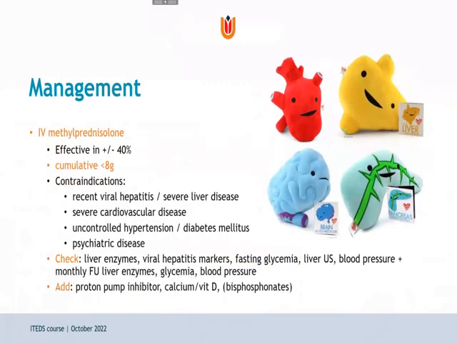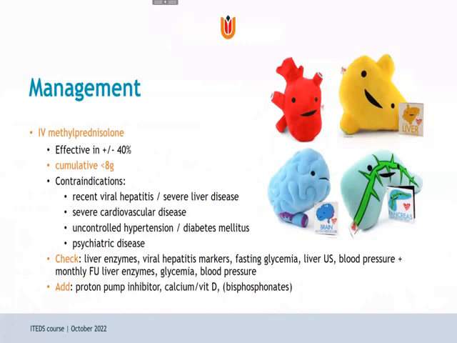We should avoid going over a cumulative dose of 8 grams for a patient. And we should definitely check for recent viral hepatitis or severe liver disease, severe cardiovascular disease, uncontrolled hypertension or diabetes, and psychiatric disease, because these things can definitely be deteriorated by the IV steroids. So before we start, we should check for the liver enzymes, viral hepatitis markers, fasting glycemia, a liver ultrasound, and check the blood pressure. And we should follow up the liver enzymes, glycemia, and blood pressure monthly.